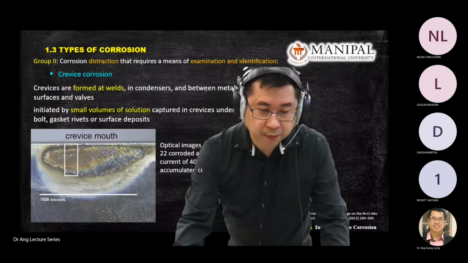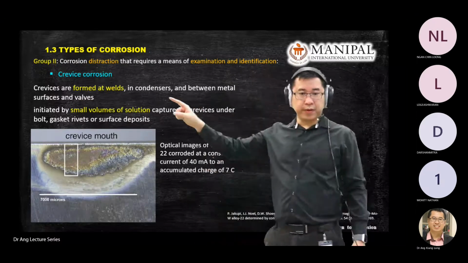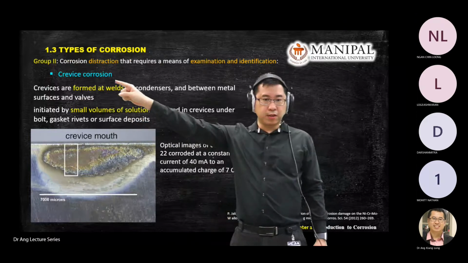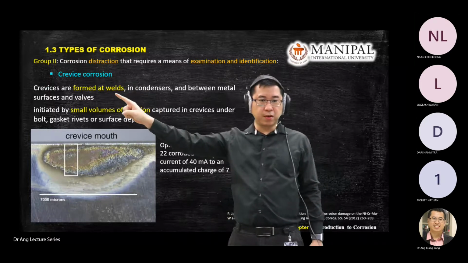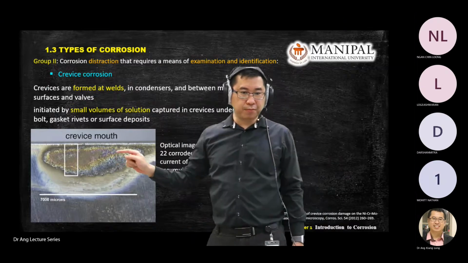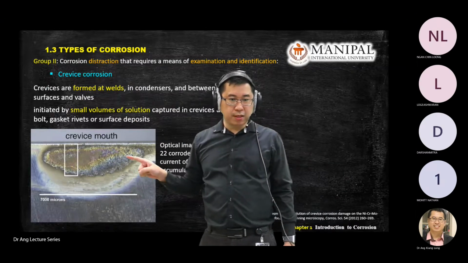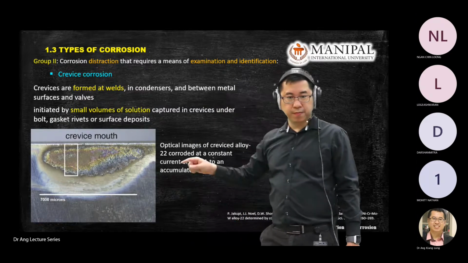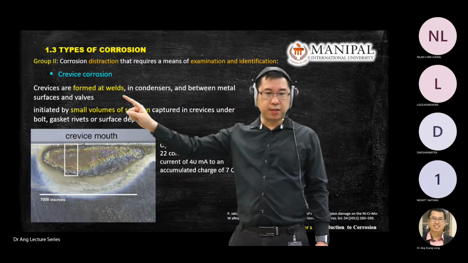So this is what we covered this morning. Crevice corrosion happens when you have a welding process where there's a solution captured at the surface. Okay, the keyword is welding.